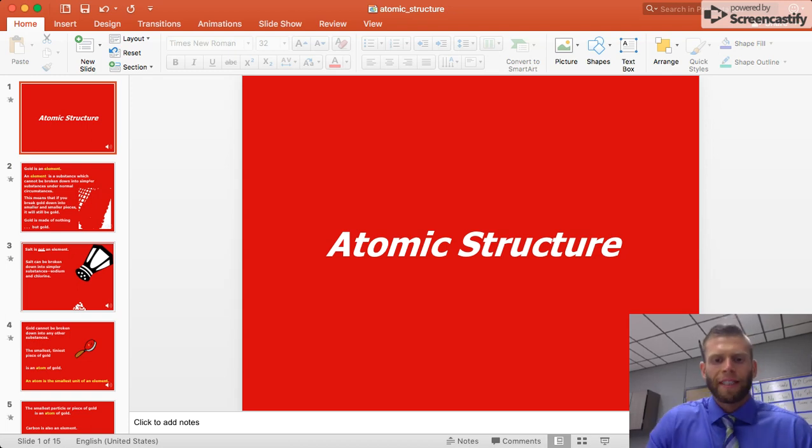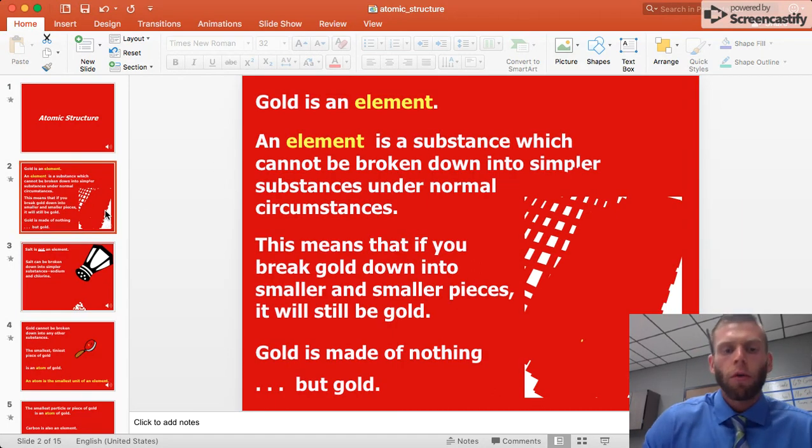All right, so today we will be talking about atomic structure. So, gold is an element. Last year you should have learned a little bit about what an element is. An element is a substance that cannot be broken down. So, whatever it's made of is what it is.